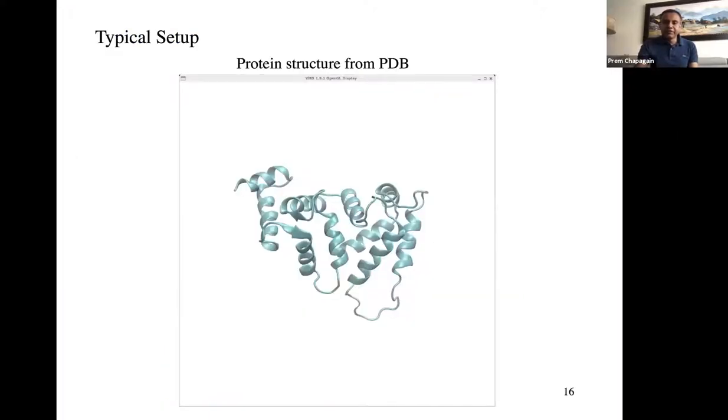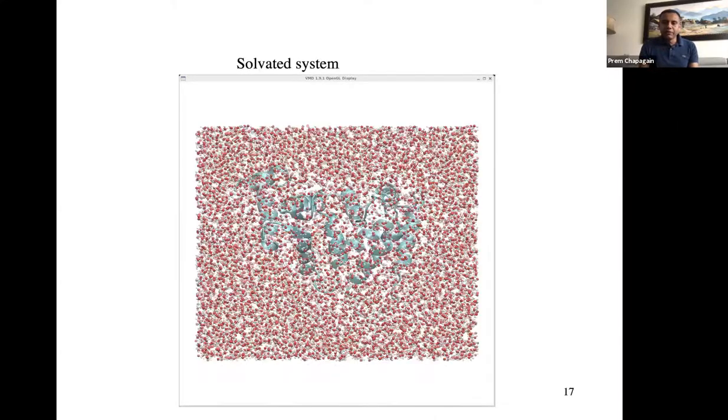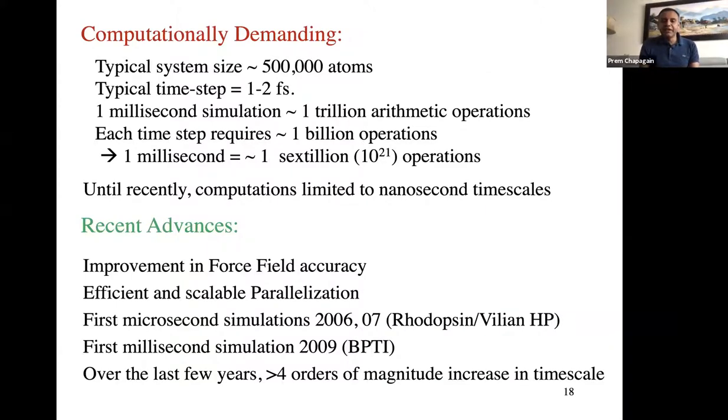A typical MD simulation starts with a protein or a biomolecule, and you put that in water. So you immerse it in water. So this is all atom, explicit solvent. Sometimes, for larger systems, people also do experiments without water or with the proper dielectric constant. A typical system size could be anywhere from 100,000 to a million atoms. Smaller proteins will be like 200,000, including water, of course. And the simulation is normally done at a 2 femtosecond time step. And there are a lot of computational operations on the computer. And that's why it's computationally very demanding.